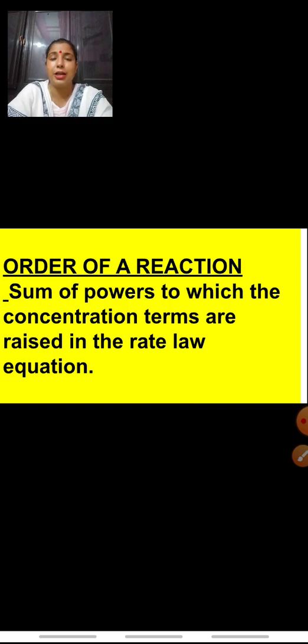Children, we have started with the chapter Chemical Kinetics. We have already done what is meant by the rate of a chemical reaction, and how we can determine the rate law expression. After that we have discussed the order of reaction also. I have told you the order of reaction is the sum of powers to which the concentration terms are raised in the rate law equation.